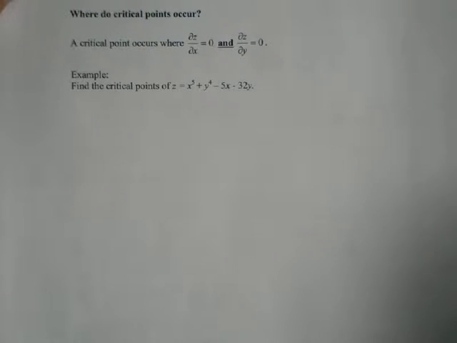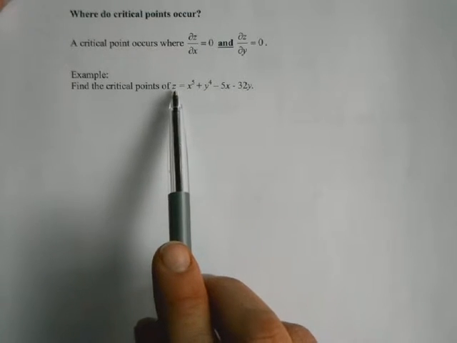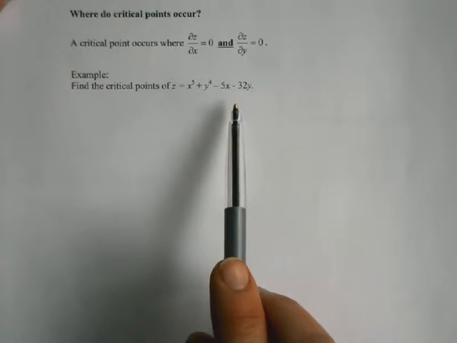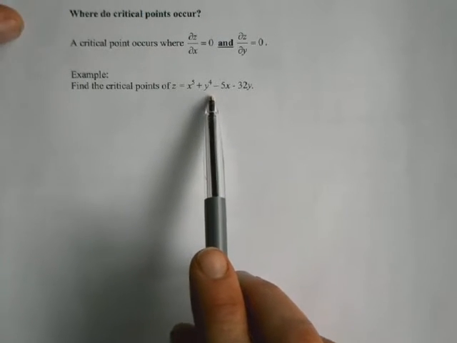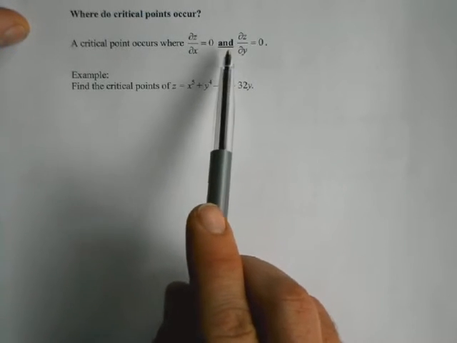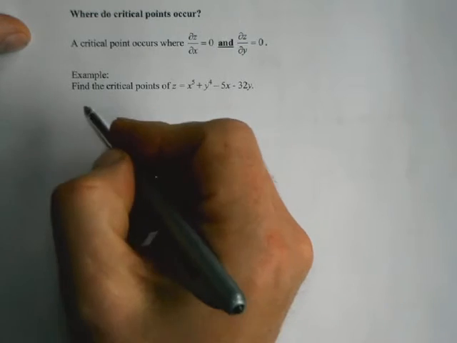Right, so we're going to have a crack at working out some critical points. We've got a function which has three variables, where z is a function of x and y, and we're going to try and find out where the critical points of this function occur. To do this we need to find the two partials and make them both equal to 0. So let's start off by finding the two partials.